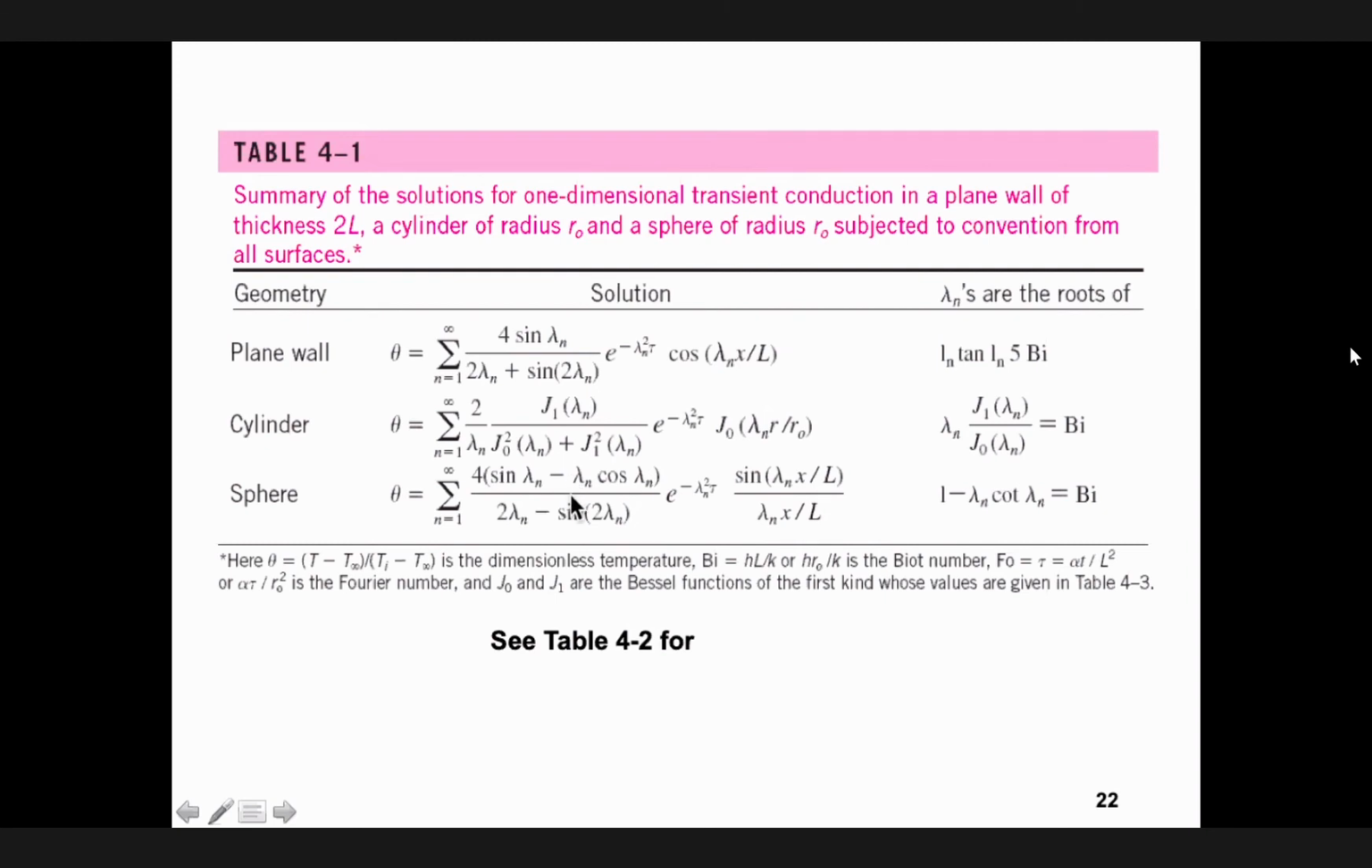But as an engineer, it is extremely difficult to do every time. You can't first solve the Bessel function to find the eigenvalues, n1 to nn, and put them into this expression to find theta. Therefore, somebody has done this work and put it as a plot.